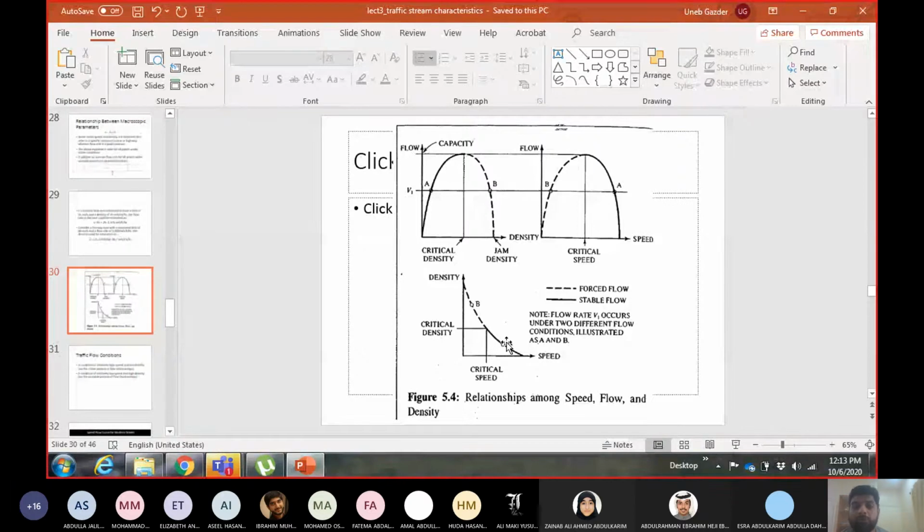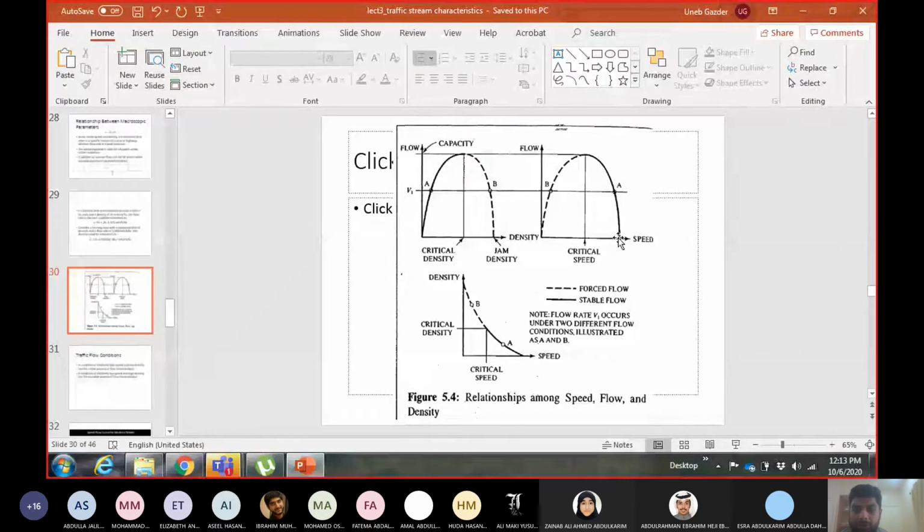Coming to the flow and speed. Again, it's easier. When the flow is almost zero, meaning no vehicles on the road, then you will go at maximum speed, right? So this is the maximum speed. You can see when the flow is zero, why? Because the number of vehicles on the road is less. The density is close to zero. So the speed will be maximum.